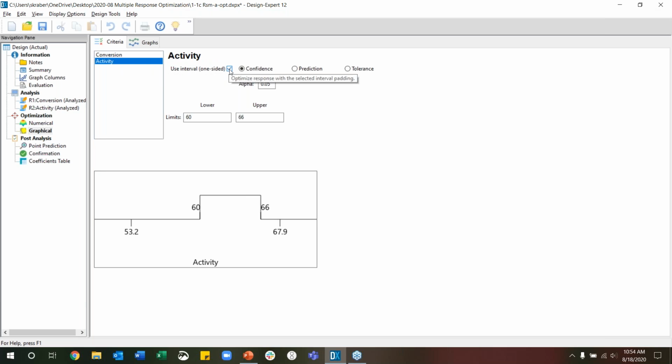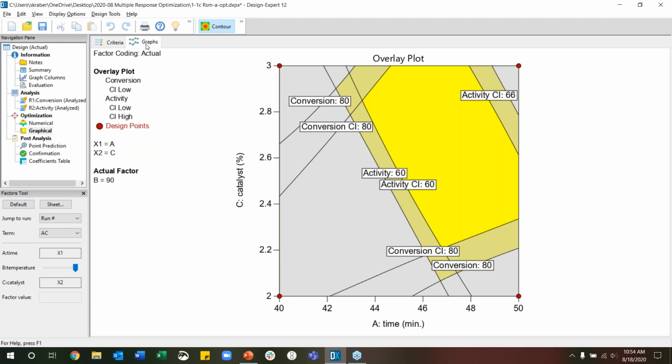And I also want to add the interval onto the activity. So I'm going to add those two confidence intervals in, and that results in graying out just a little bit of that design space. And now I know that when I operate within the yellow here, I'm going to get consistently good product. Not just my mean, but my individuals should also be in really good shape too. So it's just a way of kind of controlling and making sure that you're in a really good spot.